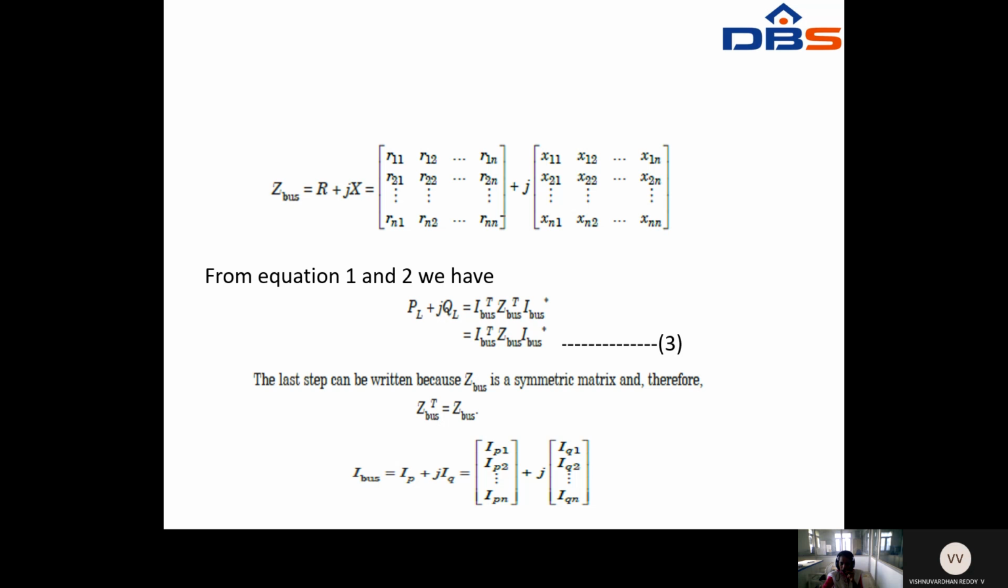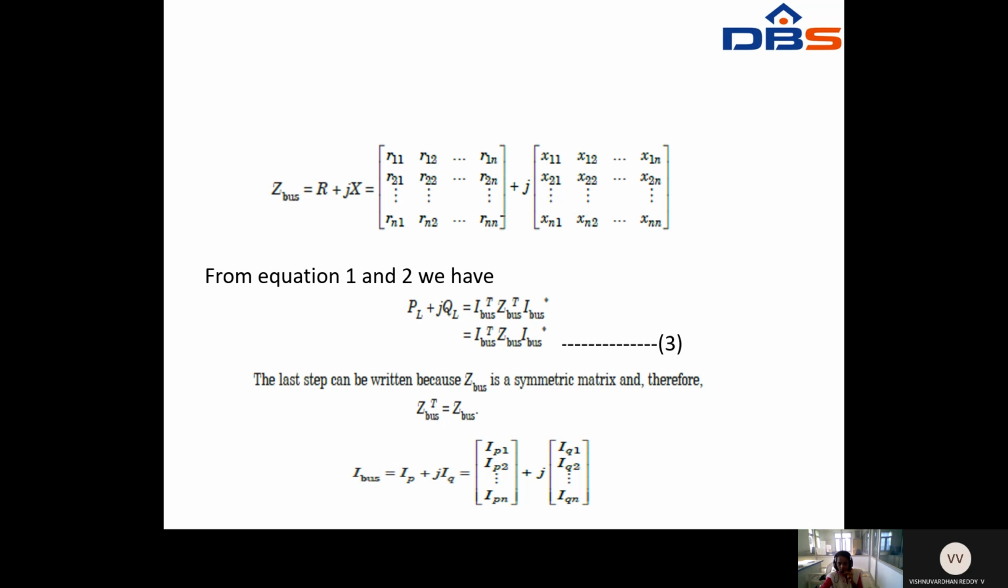So from equations 1 and 2 we have PL plus JQL equal to I bus transpose Z bus into I bus star, which we call equation 3. The last step can be written because Z bus is a symmetric matrix, and therefore Z bus transpose equals Z bus. So I bus equals IP plus JIQ, where IP means IP1, IP2 and so on to IPN, plus J into IQ1, IQ2 and so on to IQN. This is the I bus matrix.